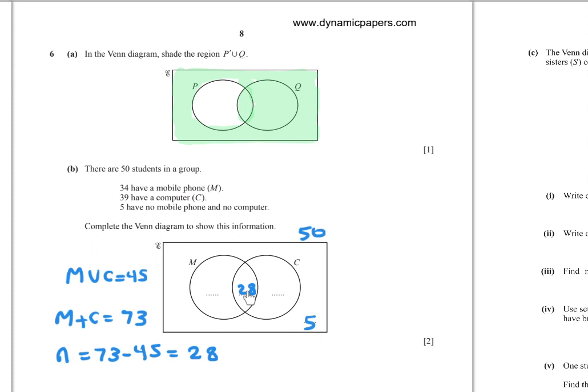Now this is 28, and we know that all M is 34. So to find this number, 34 minus 28 equals 6. And to find that number, we have that a computer is 39. So 39 minus 28 is 11. So this number is 11.